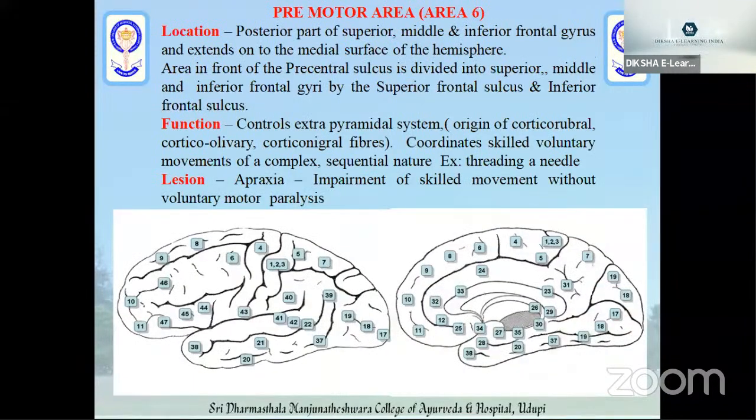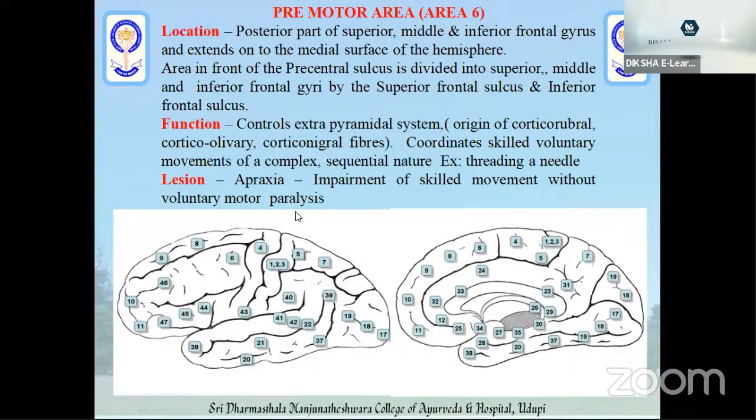Next, premotor area, or area number 6. Where is it located? It is located in the posterior part of the superior, middle, and inferior frontal gyri, and extends onto the medial surface of the hemisphere. So you can see area number 6 here, in the posterior part of the superior, middle, and inferior frontal gyri, and it is also located on the medial surface.